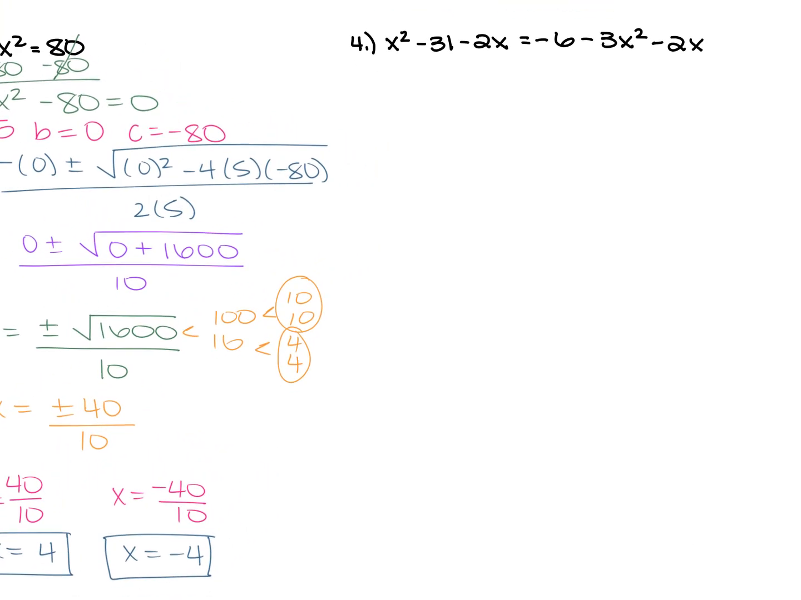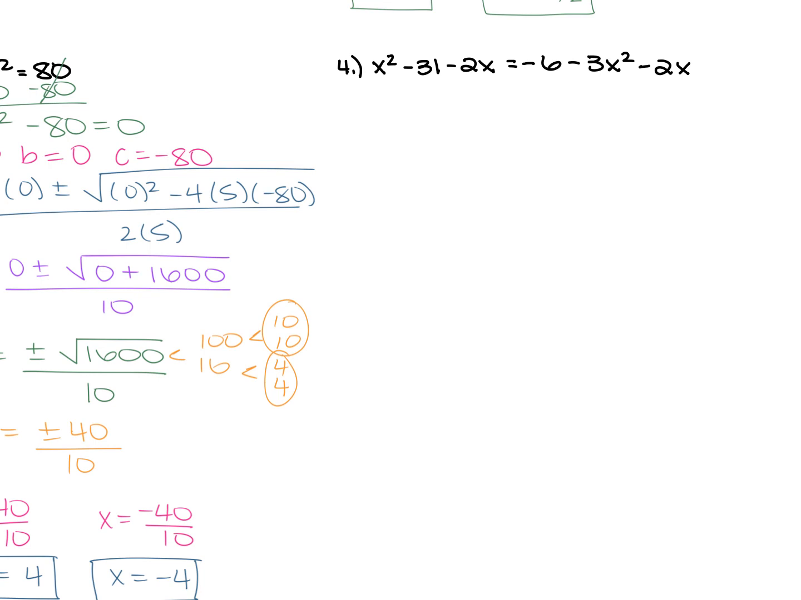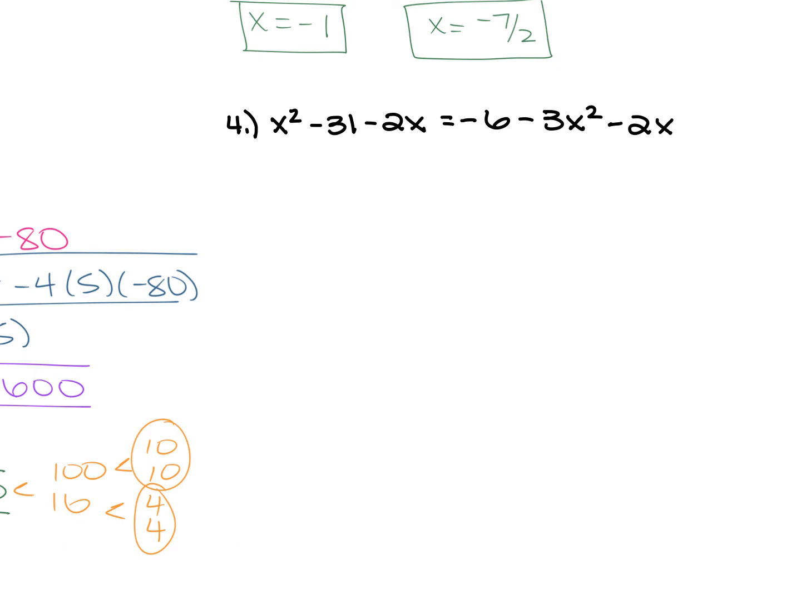For number 4, you have x squared minus 31 minus 2x is equal to negative 6 minus 3x squared minus 2x. Everything that's on the right side here, we're going to move over to be on the left side. So we are moving this 6 over by adding it to both sides. We're going to add it with its like term. Then we are going to add the 3x squared over. Same thing, we'll add it with its like term. Same thing with the 2x, we'll add it over to its like term. These all cancel out on the right side. The 2x and the negative 2x are opposites, so they also cancel on the left side.